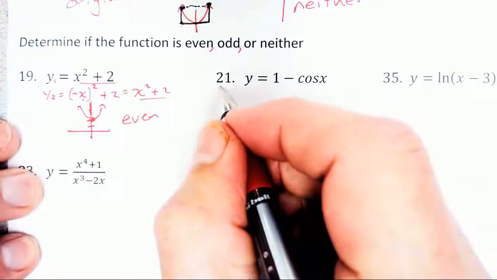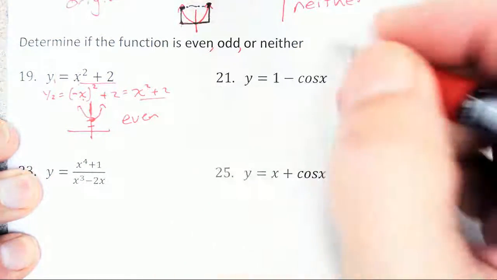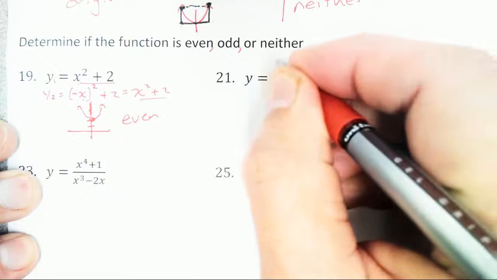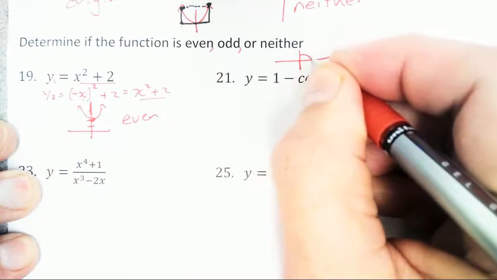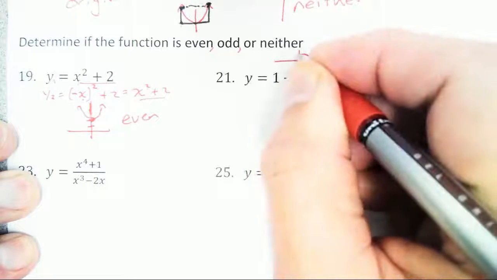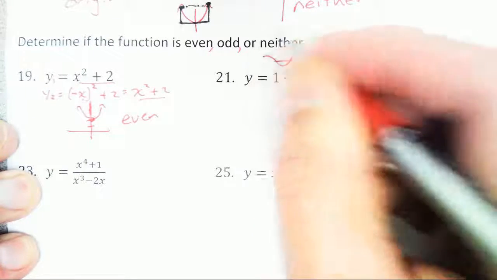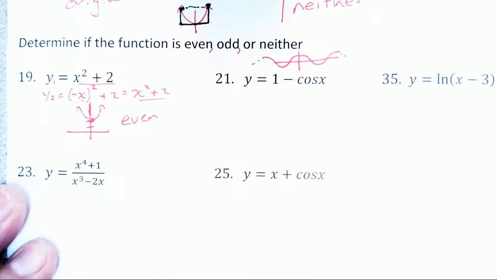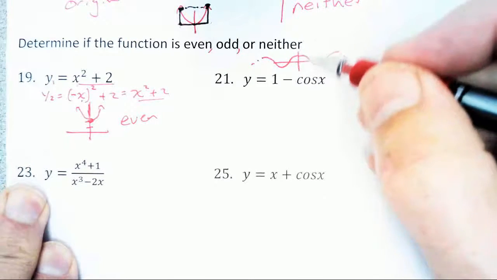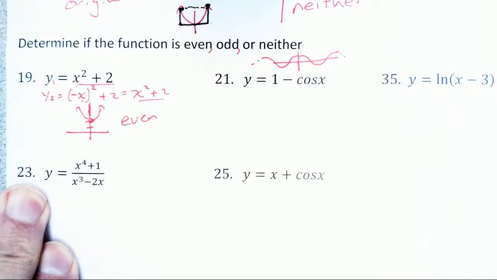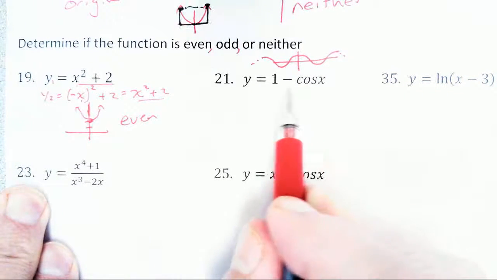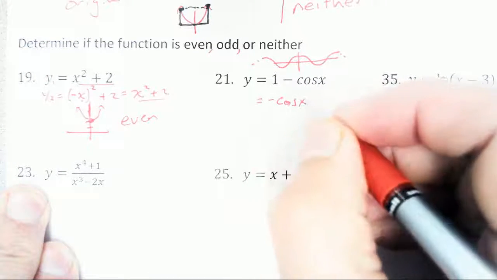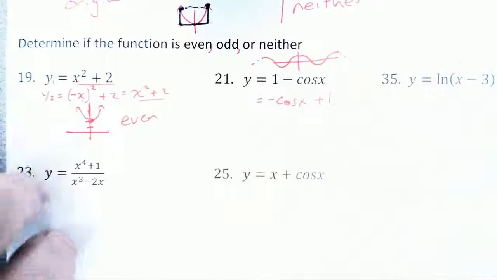Okay, 21. I'm hoping that everybody remembers that the graph of cosine looks like this on and on and on. That function as it stands right now is symmetric across the y-axis. That would be even, but how about this one, 1 minus cosine of x? I might think of this as negative cosine of x plus 1.